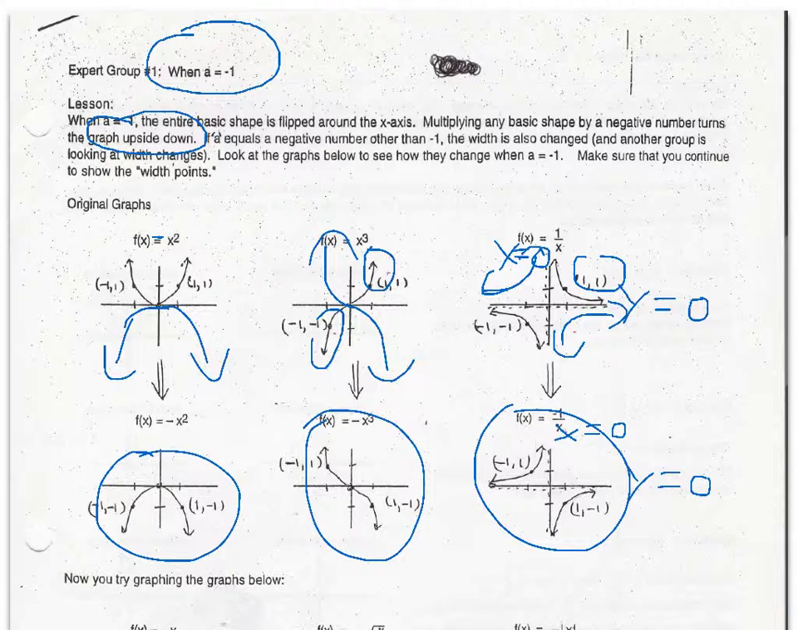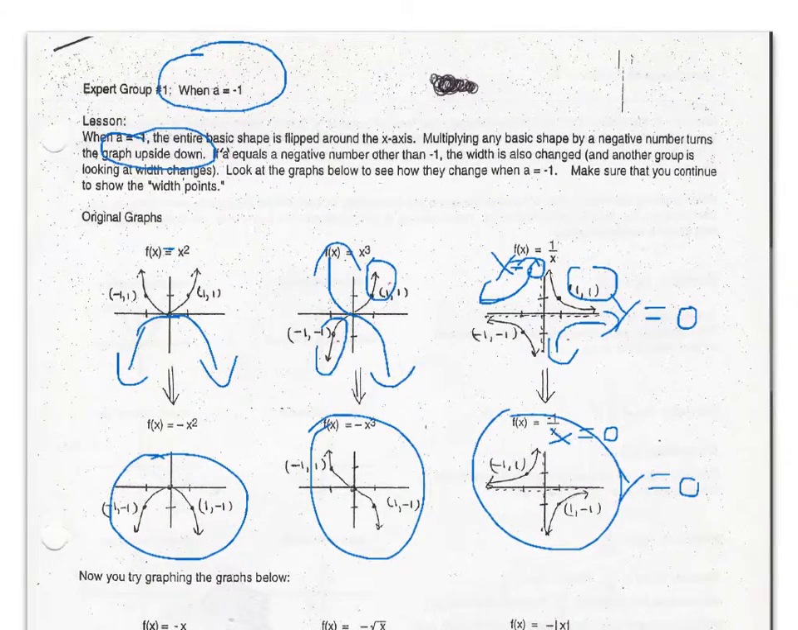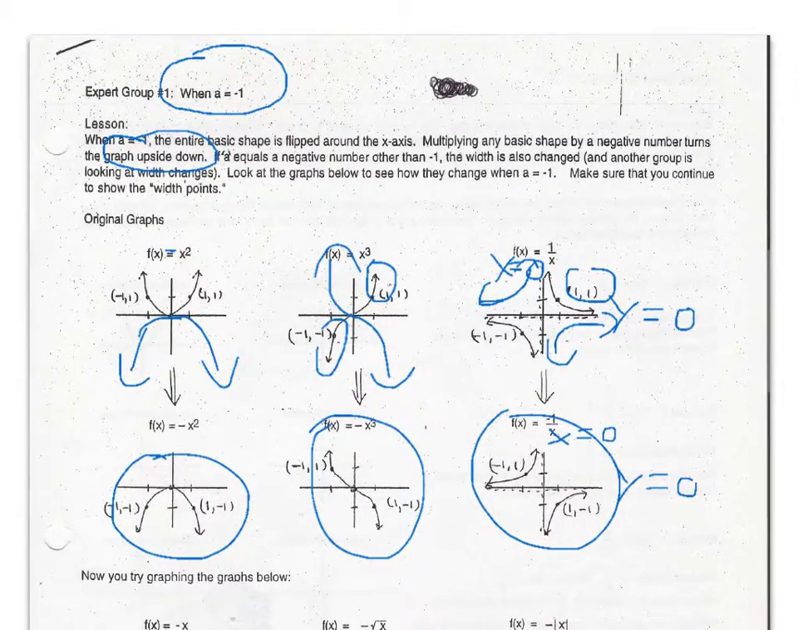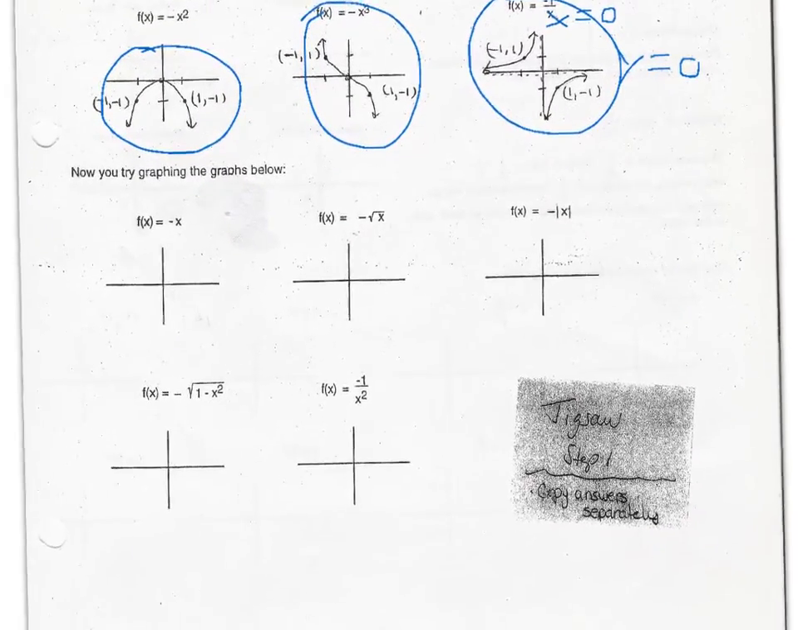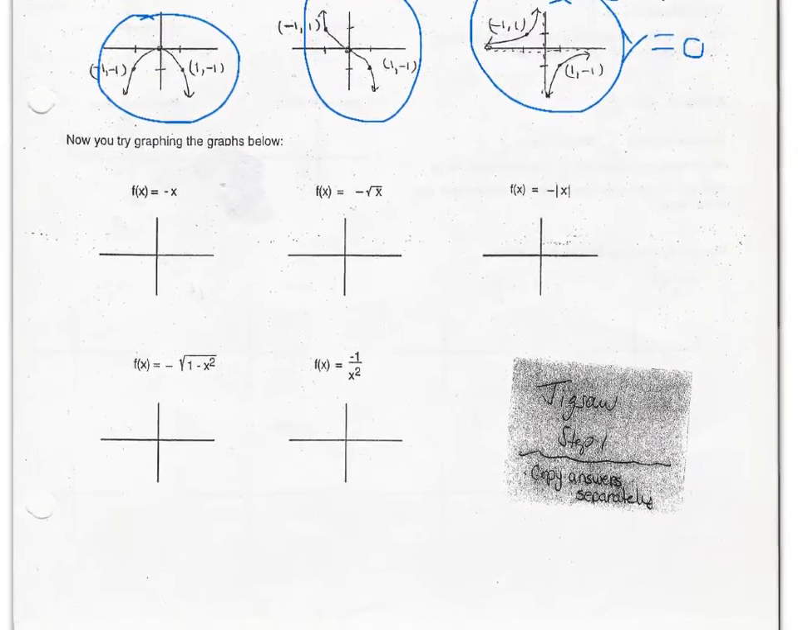Now, if you're not sure, you can always make an XY chart and plug numbers in, and you'll see when you plug numbers in that it confirms that they basically just flip and the graph turns upside down over the x-axis. Okay, let's look at the examples down low.